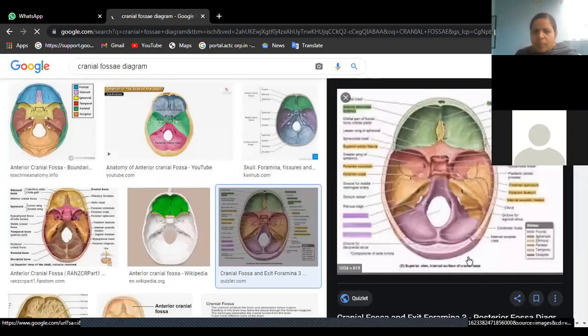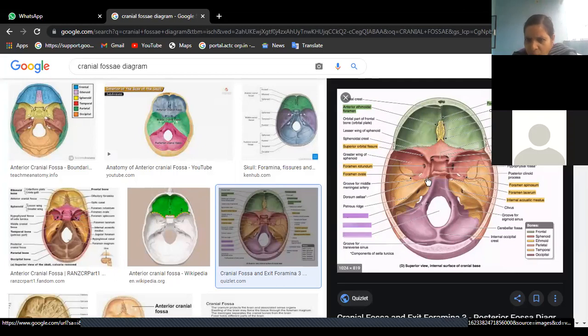Now see here, you are seeing the cranial fossa. What do you mean by cranial fossa? The skull cap has been removed and you are finding the cranial cavity. The cranial cavity has three subdivisions. We divide it into anterior cranial fossa, middle cranial fossa, posterior cranial fossa.